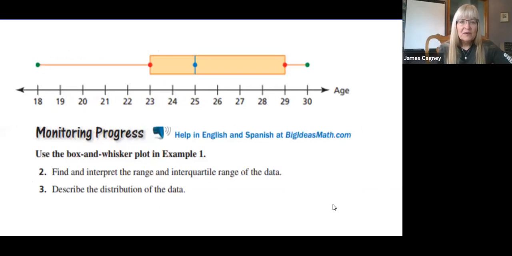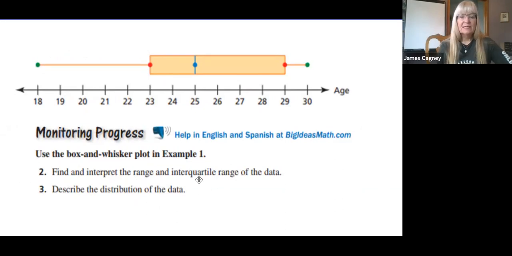Here's another one for you to try. And this is about age. This is the one I put here for you to see. It says, use the box and whisker plot in example 1. Here it is right here. Find and interpret the range and the IQR.